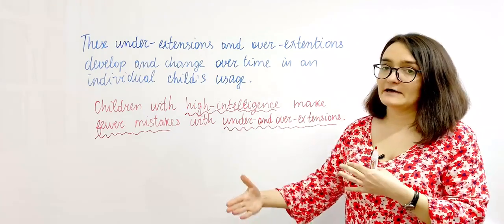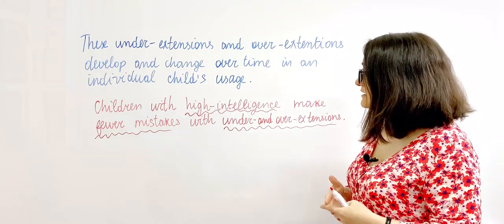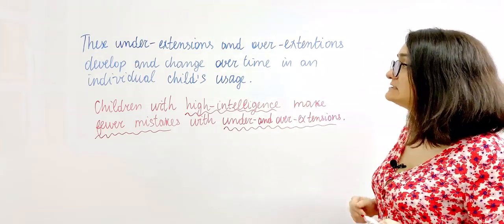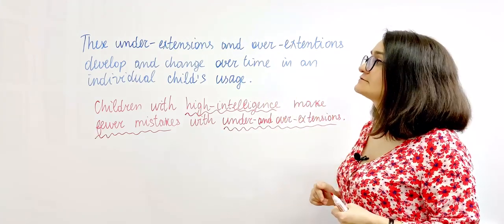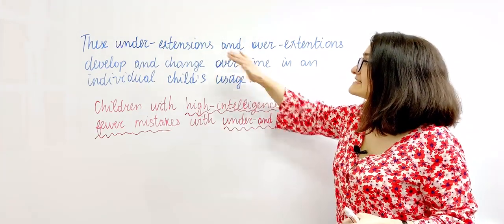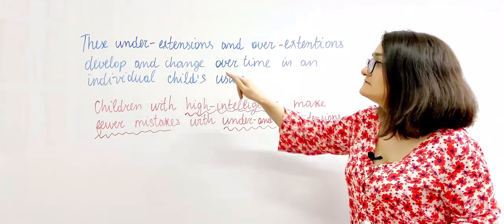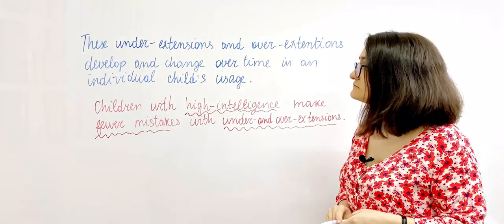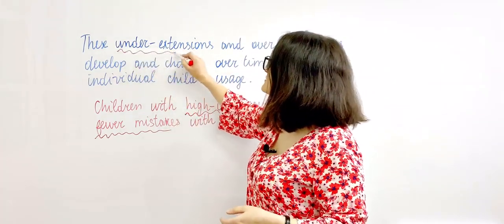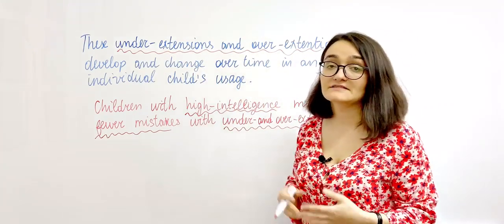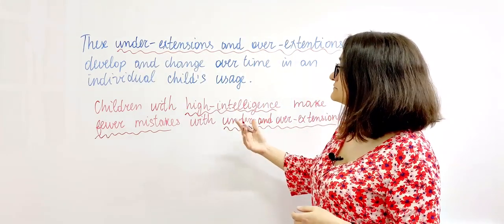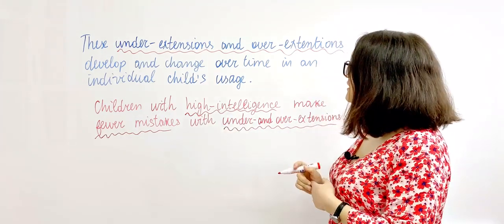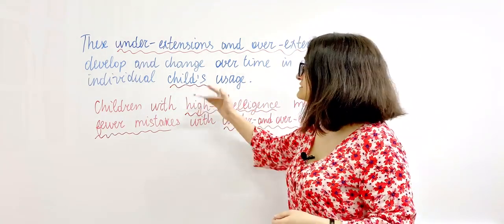So we start to scan the passage, and actually in the passage, the keyword under and overextension is given only in this sentence, so the answer should be in this sentence. Let's read the sentence. These underextensions and overextensions develop and change over time in an individual child's usage. So the keywords underextension and overextension are given, and also develop, which means make fewer mistakes. Maybe you can think it is paraphrased like this. And child is also given here, children, could you see?